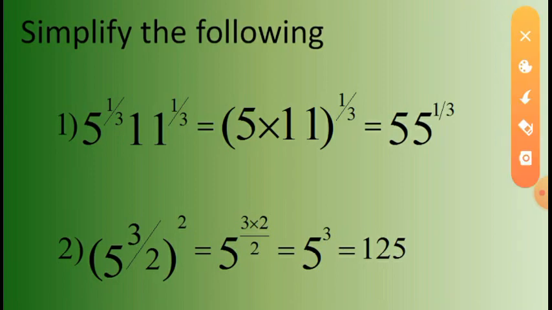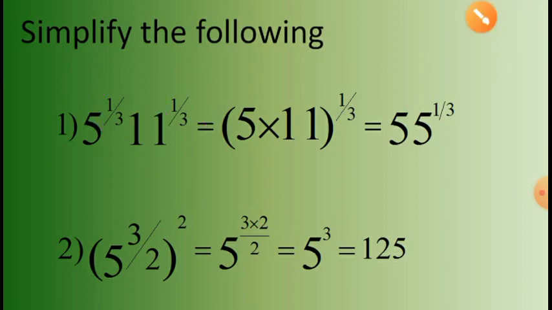Simplify the following: 5 raised to 1 by 3 into 11 raised to 1 by 3. Check whether my bases are the same. What is the base here? 5. What is the base here? 11. That means my bases are not the same. After that, check whether my powers are the same. Yes, powers are the same.